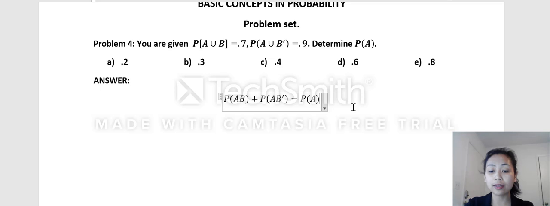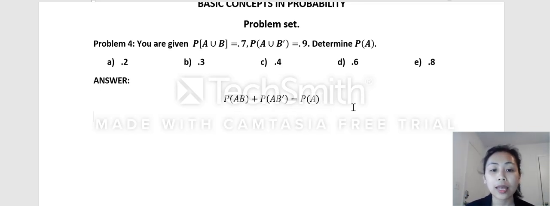So the group of men divided into 2 groups, the men who like pink color and the men who don't like pink color. So AB here represents the group of males that like pink color, and AB prime means the males that don't like pink color. So AB and AB prime together is basically the group of males, of boys. So that's why probability of AB plus probability of AB prime equal to probability of A. So to find probability of A, basically you need to find probability of AB and probability of AB prime.